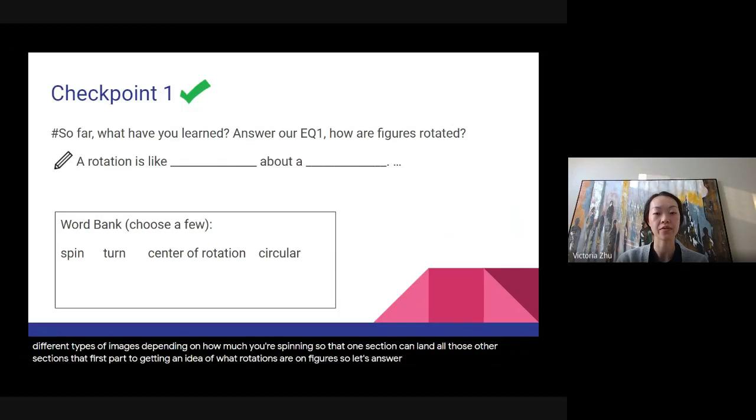So let's answer our first essential question. How are figures rotated? And a sentence frame for you to use: a rotation is like blank about a blank. And you can write more if you want. Some keywords that you might be using: spin, turn, center of rotation, and circular.